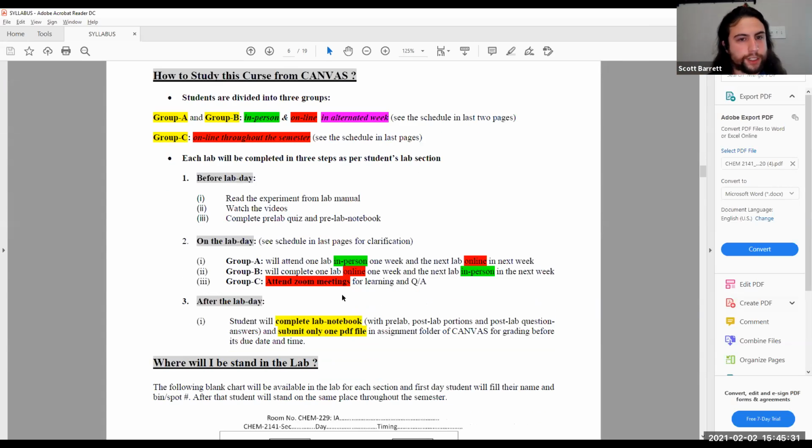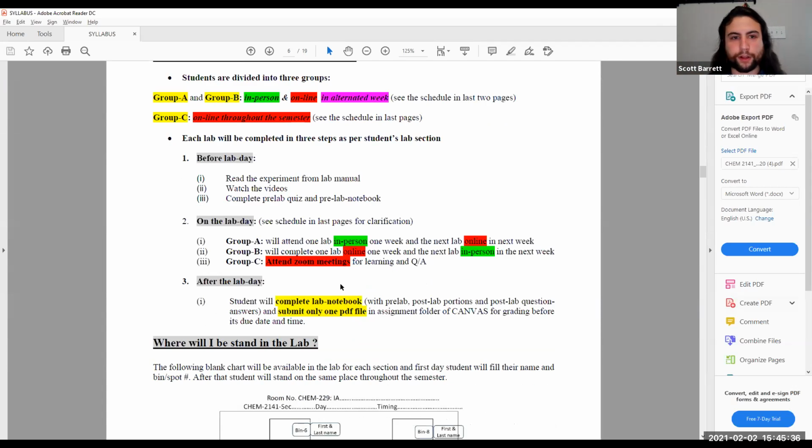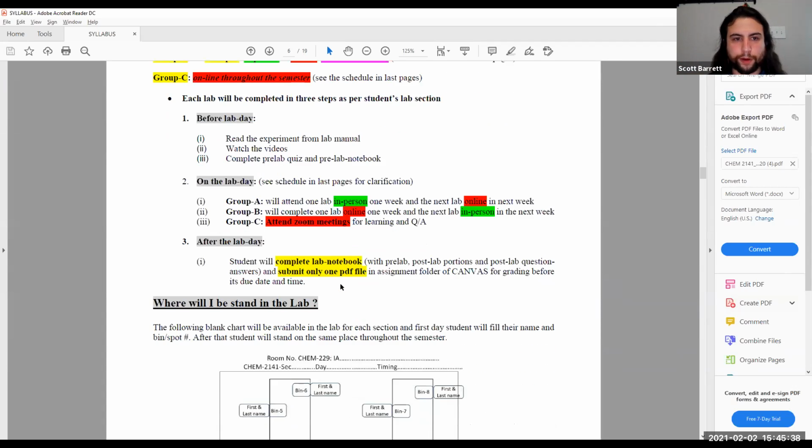So on lab day, you come in here, attend the Zoom meeting, and ask me any questions that you'd like for clarification on our experiment. After lab day, complete your notebook and then submit only one PDF. Make sure that everything is bundled together, like I said. So if you have multiple parts, use some sort of program so that you can combine everything into it.